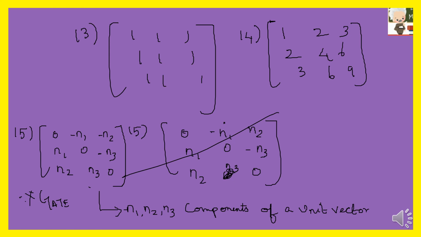n1, n2 and n3 are the components of a unit vector. There is a clue in the question itself. Okay, and this is a GATE question. Now let us see the properties of eigenvalues.